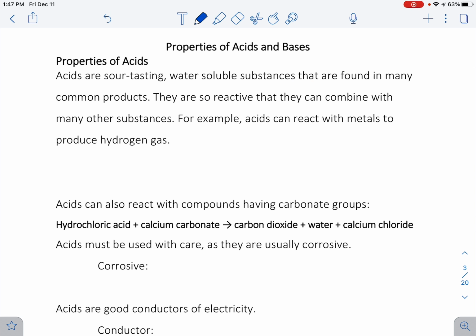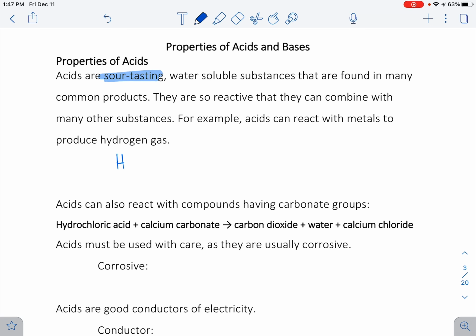So acids are sour tasting, water-soluble substances that are found in many common products. They are so reactive that they can combine with many other substances. For example, acids can react with metals to produce hydrogen gas.